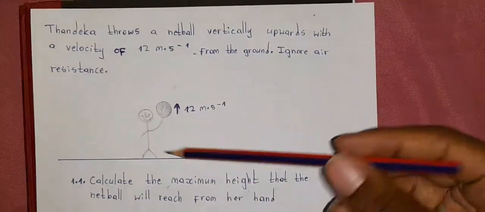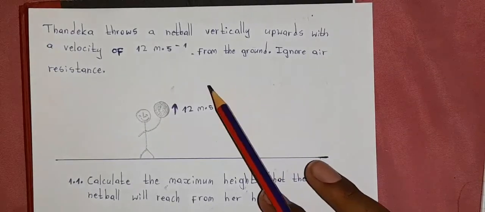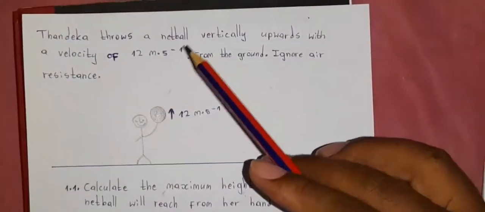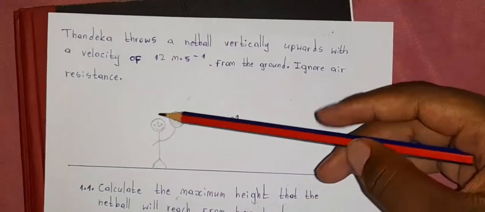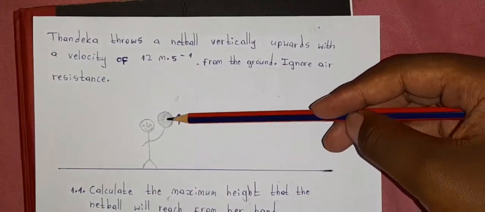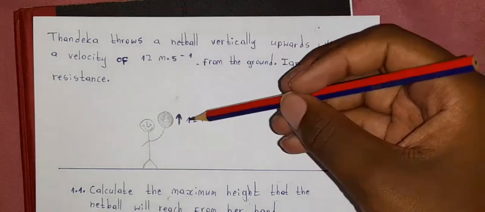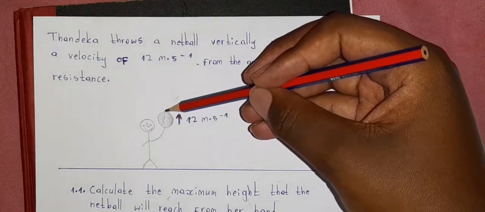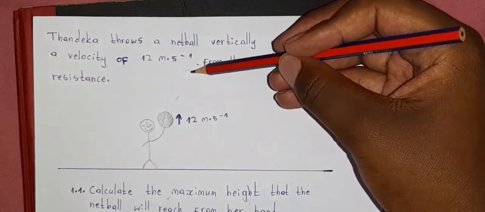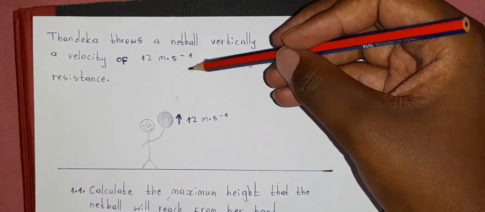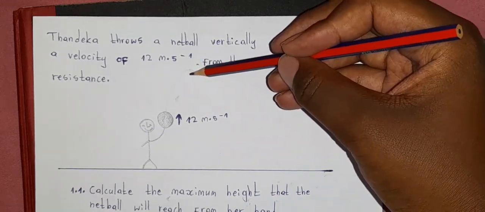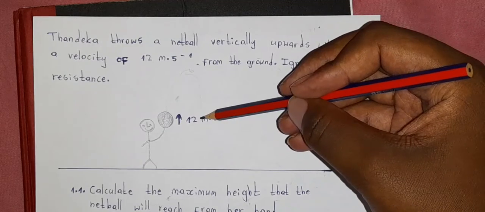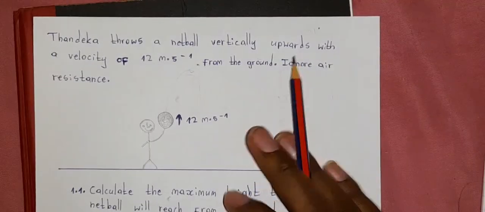When Tandega, why is it blurry now? Okay, sorry. When Tandega throws this ball here, what happens to the velocity? It will decrease. This ball will go this way, and then it will reach its maximum height where its velocity is 0, and then it will come back to where Tandega threw it.